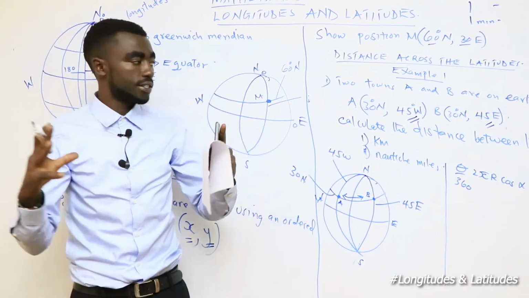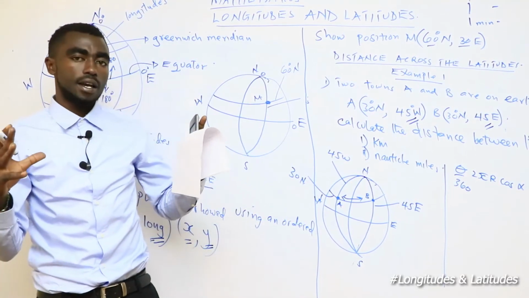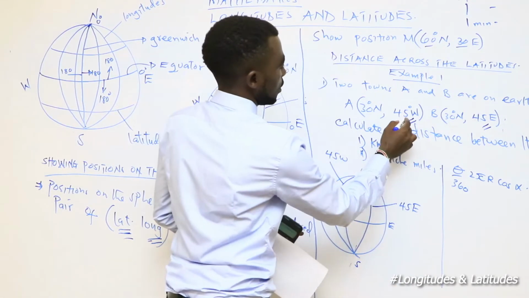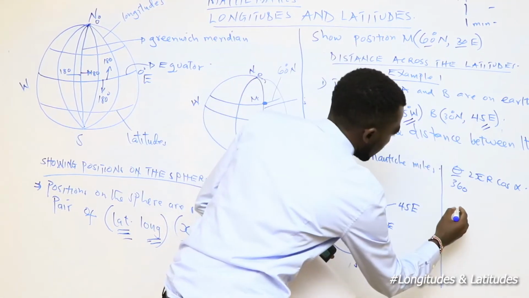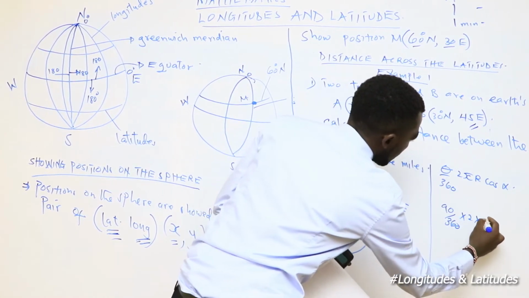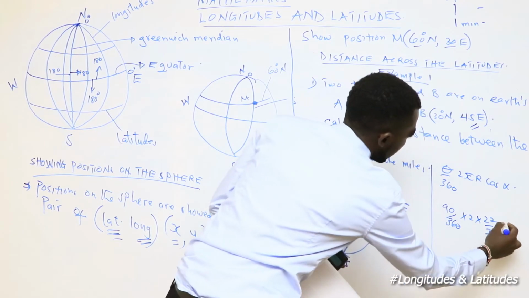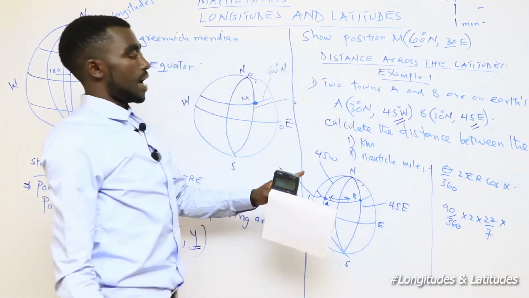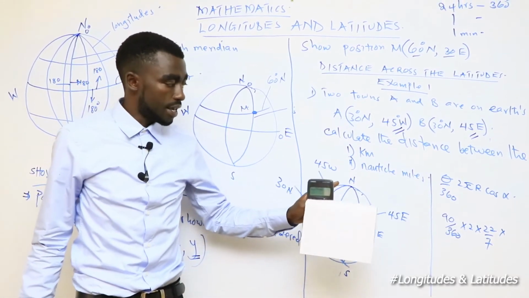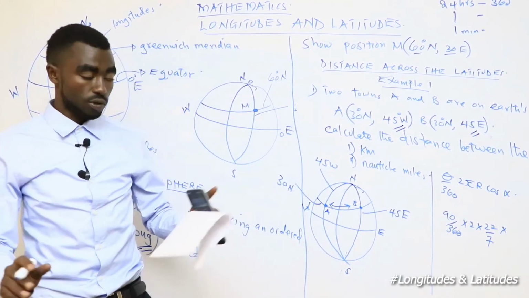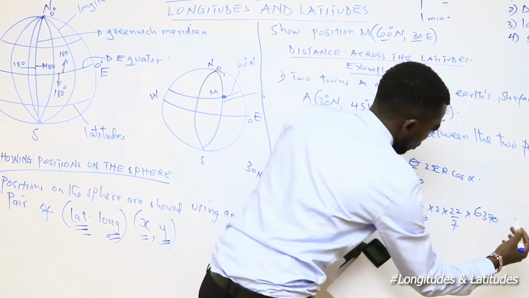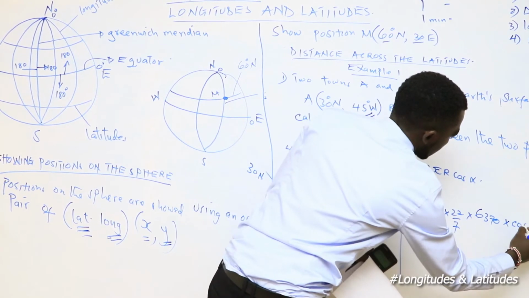So to get the difference of the longitudes, you simply add the two. So angle theta will be 45 plus 45, which will be 90 over 360 multiplied by 2, multiplied by 22 over 7, multiplied by r. R in the sphere, we say it's the radius of the earth, which is constant, and we say it is 6370. That's in kilometers. Then multiplied by cos alpha.